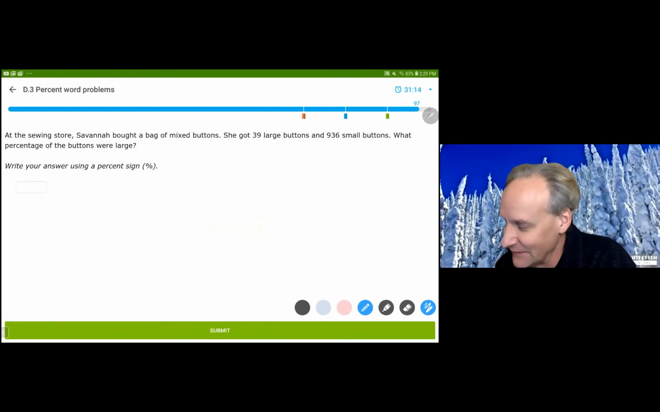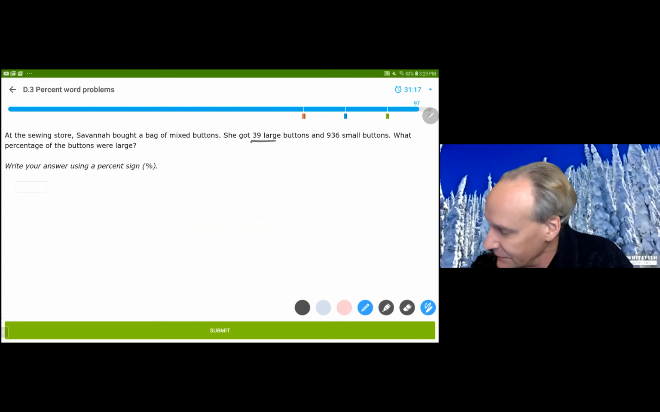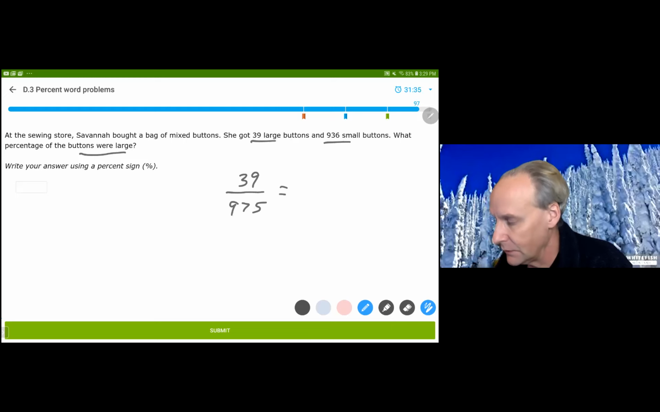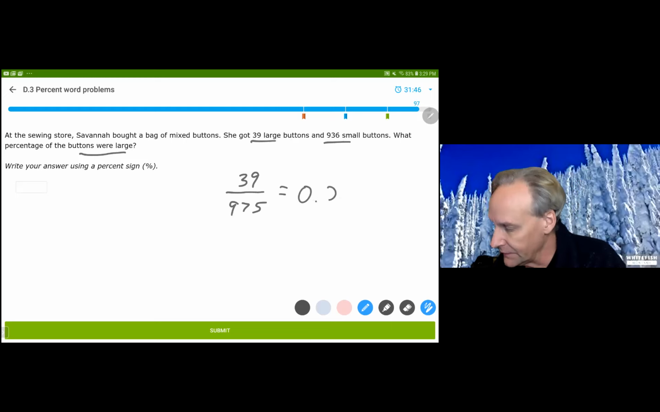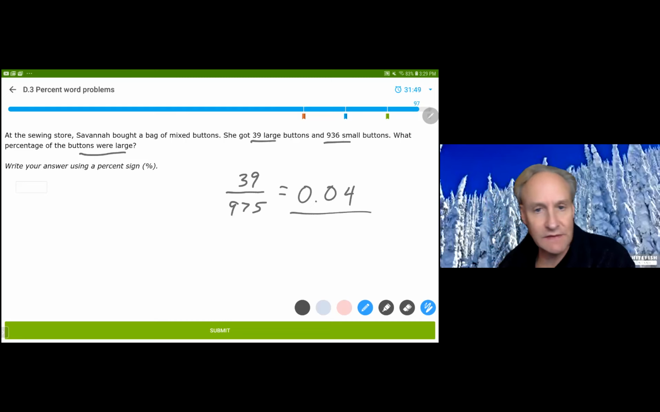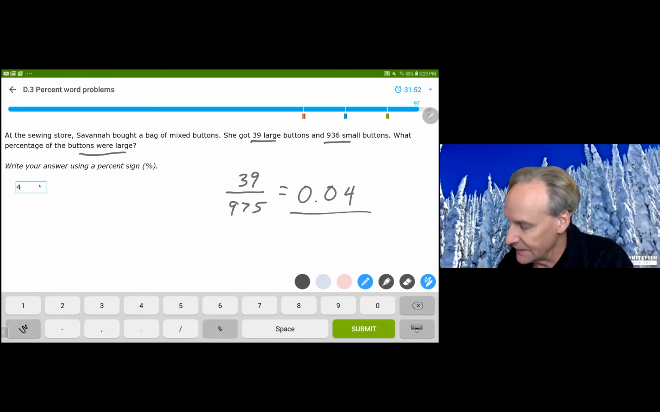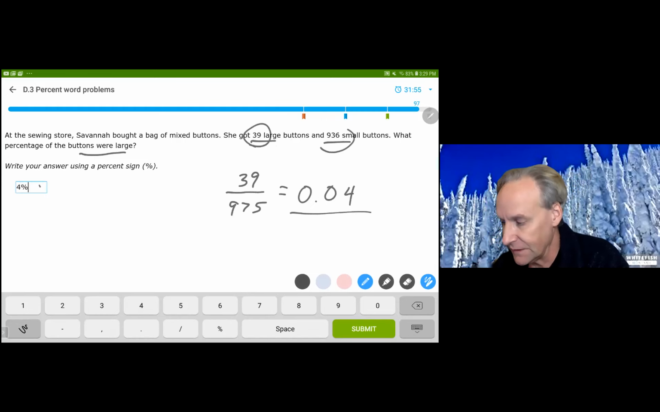All right, let's see what we got here. 39 large and 936 small. What percentage of the buttons were large? You're going to be very tempted to put the 39 out of the 936. But remember, we want to know 39 out of the total number, which is going to be 975. So I'm going to go ahead and use my calculator. 39 divided by 975. That is 0.04. It's very easy to make a mistake. That is 4%, guys. Does that sound reasonable? A very small percentage, isn't it?